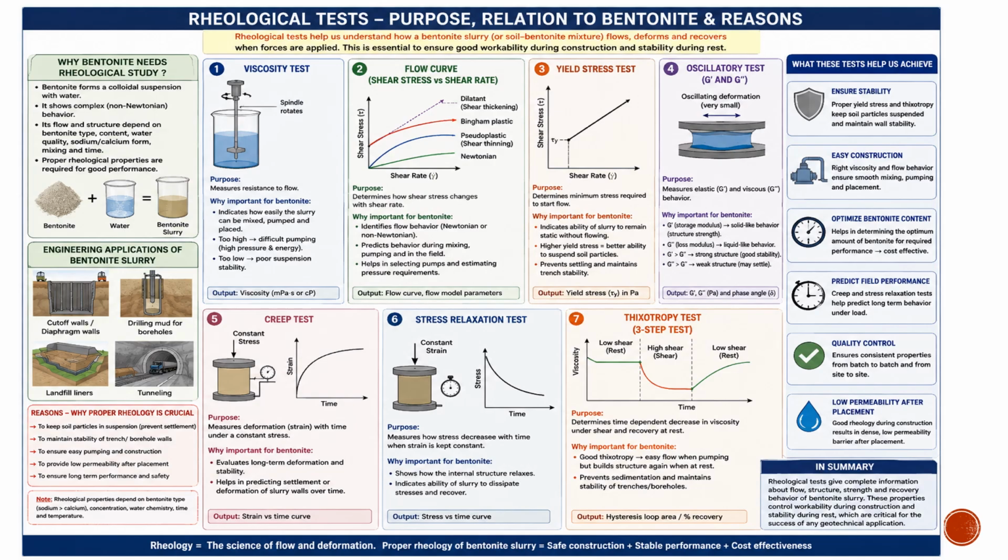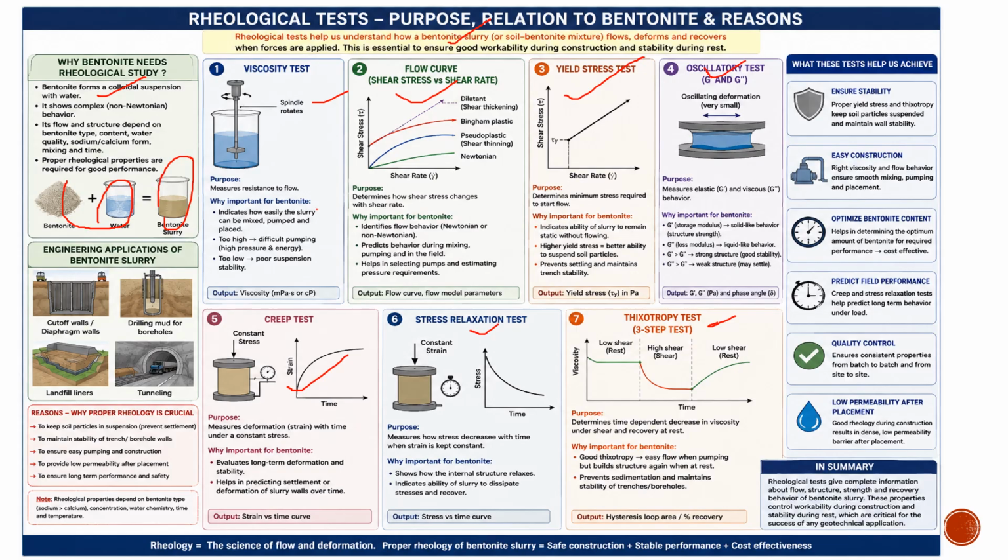Next important is the rheological test. Rheological tests are performed to understand how the bentonite slurry performs. These are the different tests: viscosity, flow curve test, yield test, oscillating test, stress relaxation test, thixotropy test, and creep test. So why do we go for a bentonite study? Bentonite forms a colloidal suspension. What is a colloid? A colloid is a stable mixture in which tiny particles remain suspended without settling, as seen when bentonite is mixed with water. Colloidal size is 1 to 1000 nanometers.